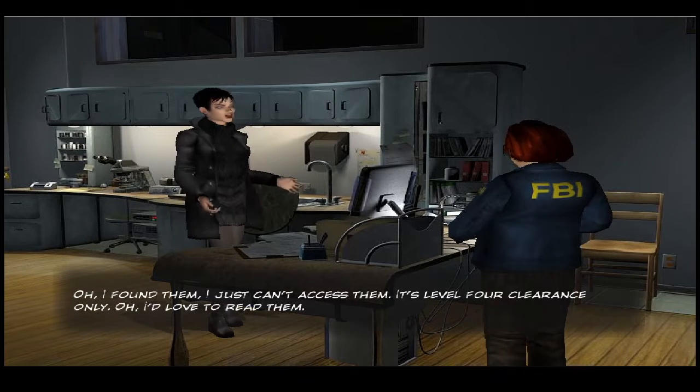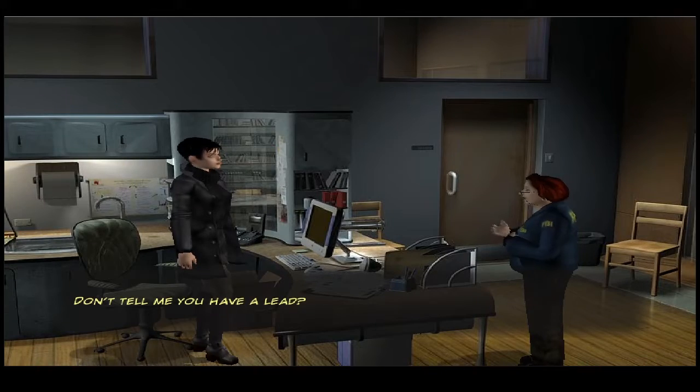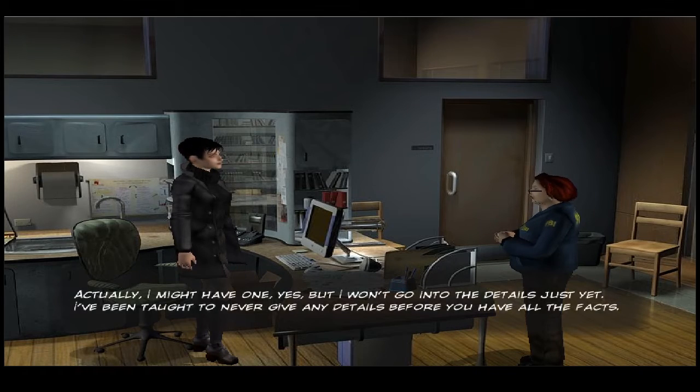Oh, I found them. I just can't access them. It's level 4 clearance only. Oh, I'd love to read them. Don't tell me you have a lead. Actually, I might have one, yes, but I won't go into details just yet.